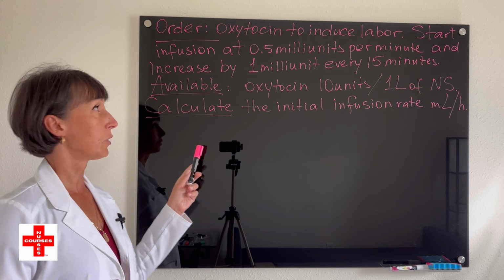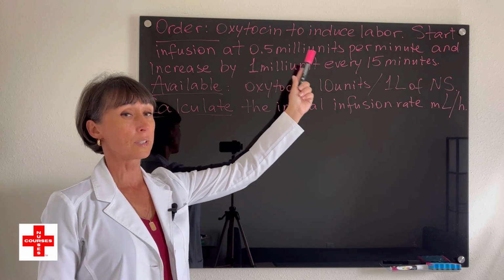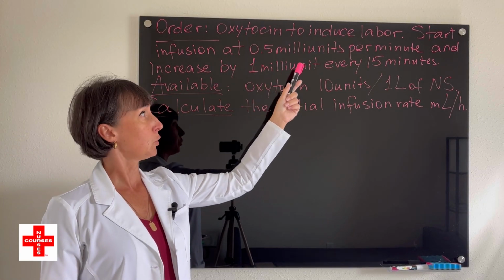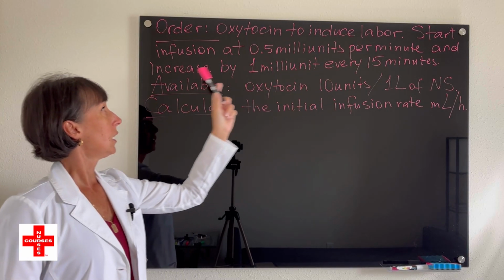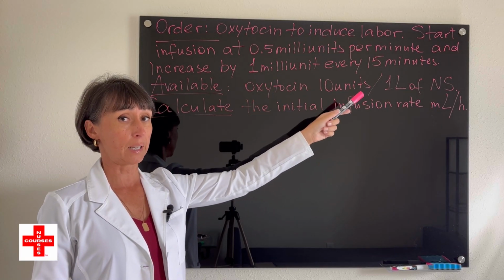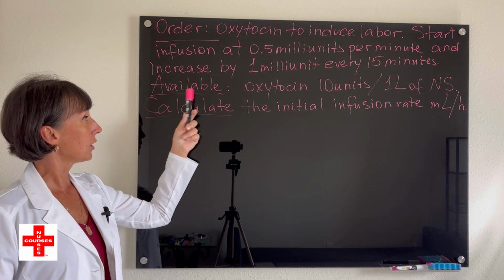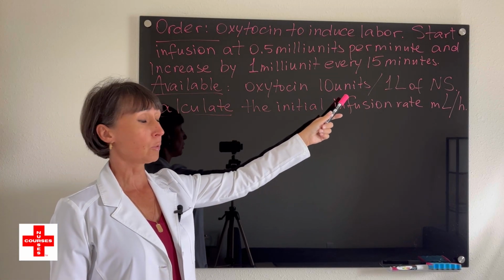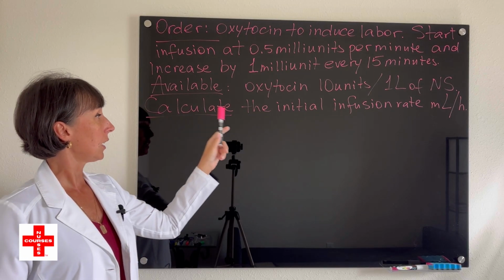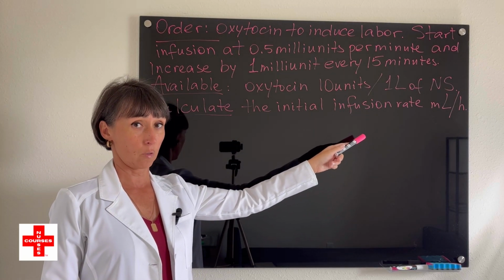Here's our next problem. The order is to administer oxytocin to induce labor. Start infusion at 0.5 milliunits per minute and increase by 1 milliunit every 15 minutes. We call this titration when we change the rate. Available oxytocin 10 units in 1 liter of normal saline. Calculate the initial infusion rate in milliliters per hour.